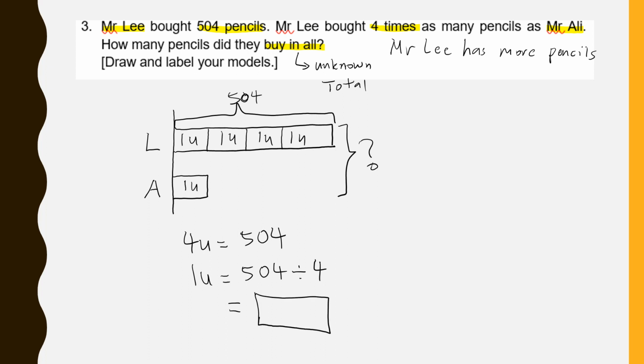This answer is actually the number that Mr. Ali has. So I repeat, look carefully. This answer in this box over here is 1 unit, which is how much Mr. Ali has. After you find the answer in this box, you need to understand that the final answer is actually Mr. Ali plus Mr. Lee, which equals the number of pencils Mr. Ali has, plus 504. And you get the final answer.